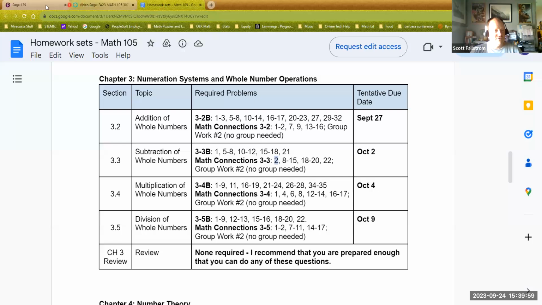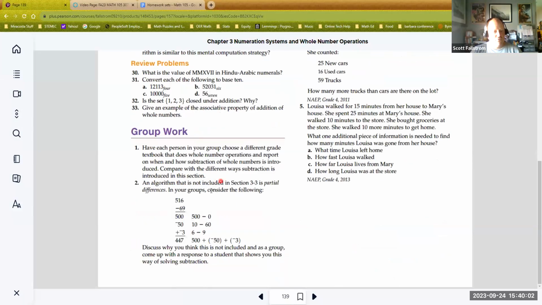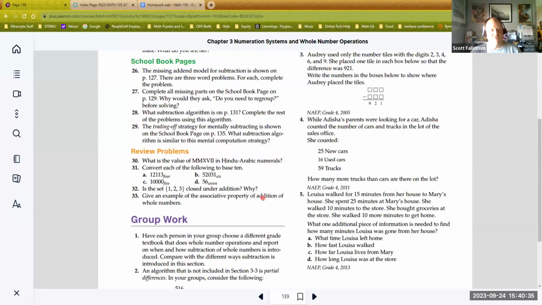Okay, let's see here. Group work 2, right down here. So again, an algorithm not included is partial differences. Partial differences is a pretty powerful one, but just realize we don't do partial differences in this section because this section is geared towards whole numbers. So the question to you is, why do you think it's not included? Come up with a response to a student that shows this way of subtraction. Do a different problem. Will this always work? And is it a good idea to do something like this? Okay, so partial differences and really understanding the ideas.